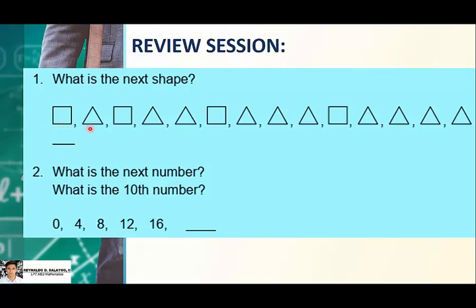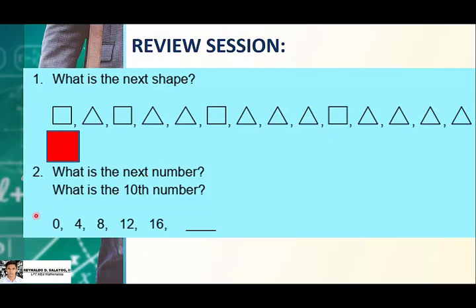Square followed by one triangle, another square followed by two triangles, another square followed by three triangles, after that another square followed by four triangles. So obviously the pattern is that the number of triangles is gradually increasing after a square. So here, after the four triangles, what should be the next step? Yeah, that's correct. The next step is a square. Now, let's move on to the second question.